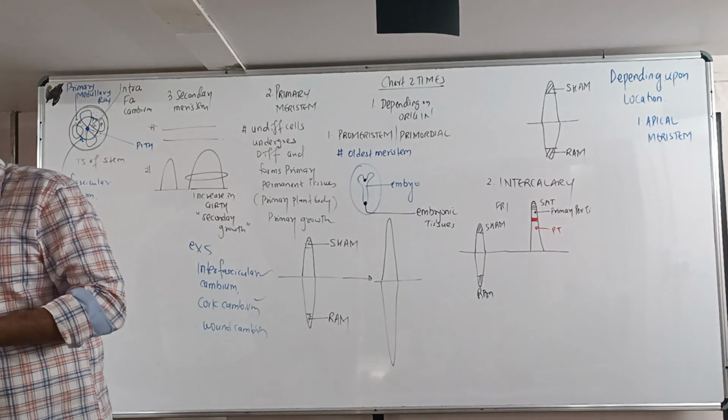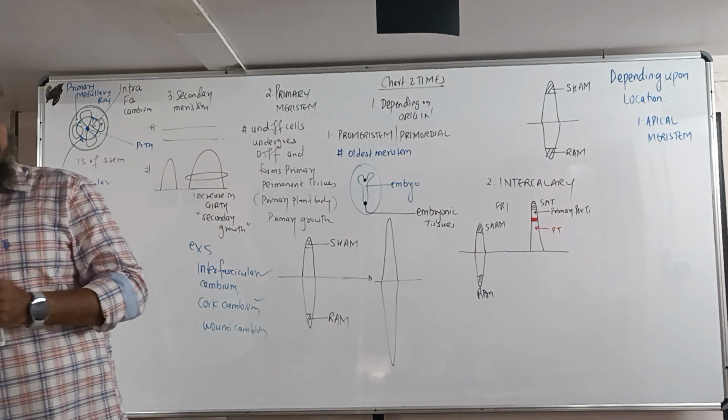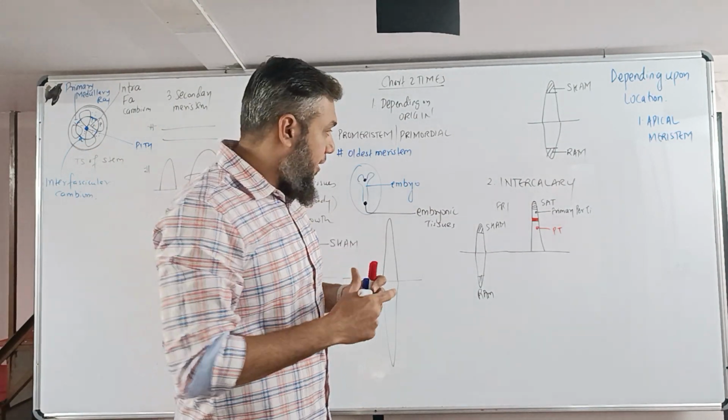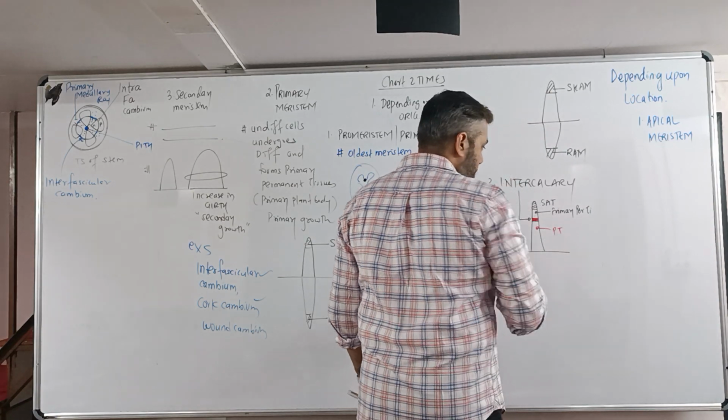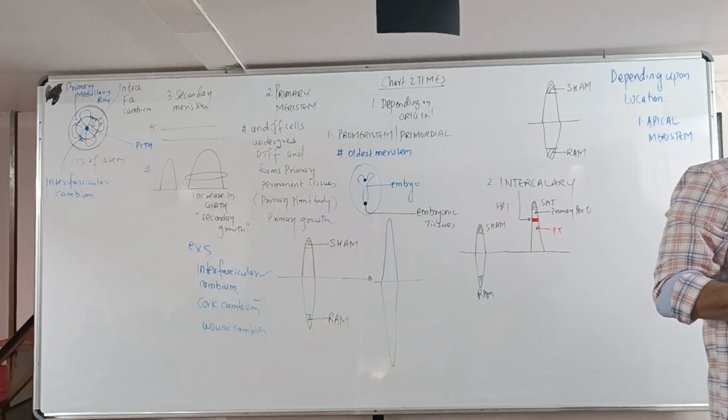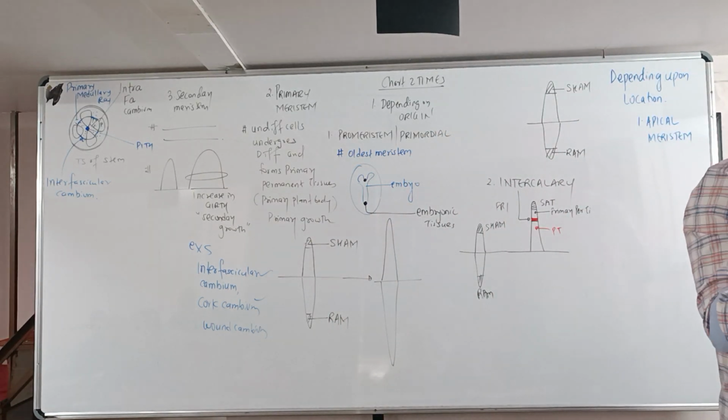That will be called which meristem? Intercalary. Intercalary meristem. The one which is sandwiched between the two permanent tissues.